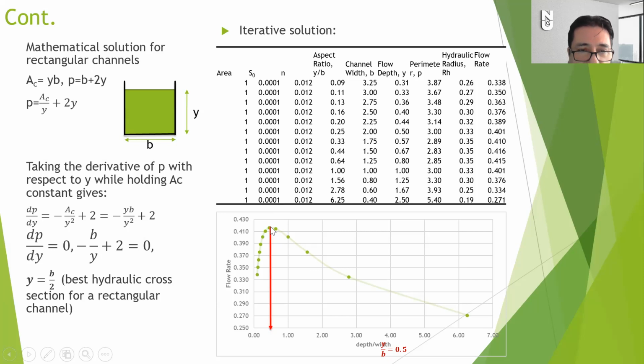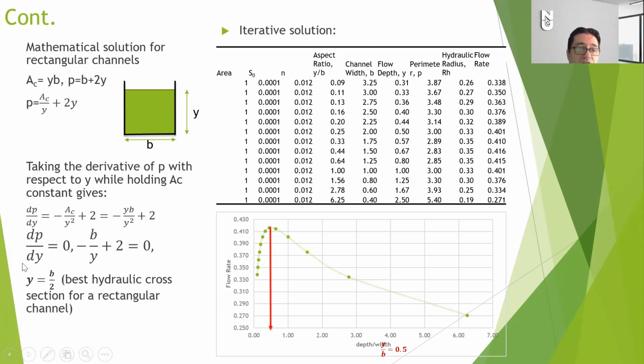And you just realize that there is a maximum capacity or the optimum solution at that point. And if you check what it is at that point, you will see that the y over b value is 0.5. This is the best solution for a rectangular channel. So it is exactly the same solution, which is calculated by using this mathematical equation, and this is a numerical solution. So I made these two solutions for you to explain how you can find the best optimum cross section for hydraulic water delivery.